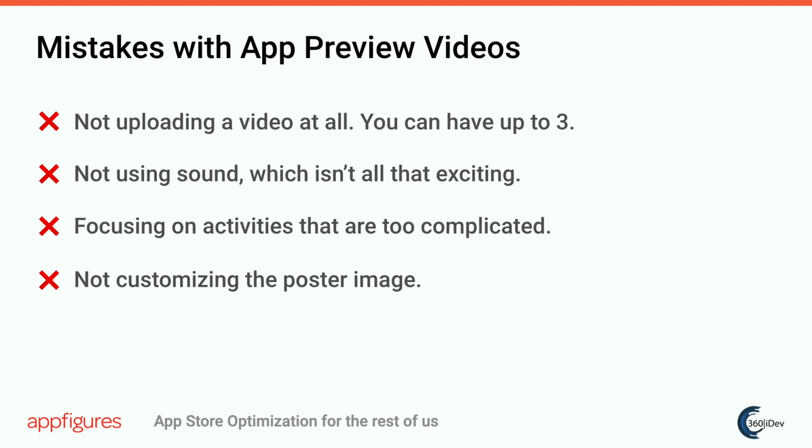If you focus your video on activities that are too complicated, they're probably not too complicated for you. You know exactly how to use your app. But if they're not highlighting in a very short amount of time what it is that I'm going to get out of it, it's not going to be useful for me. And then the last one is you can select what would happen when someone isn't playing the video. It's called the poster image. And so you can use that as another screenshot for your app and yet another way to get more engagement.